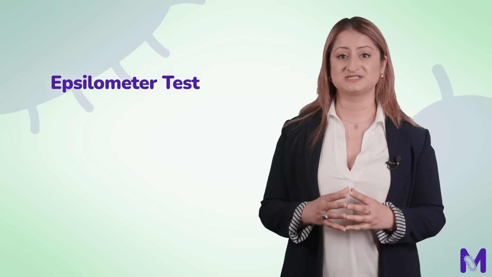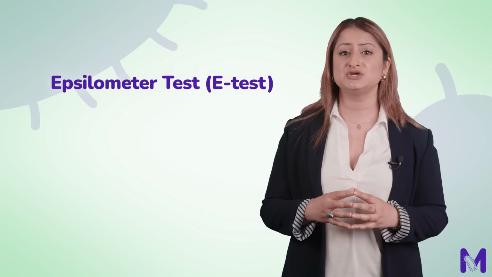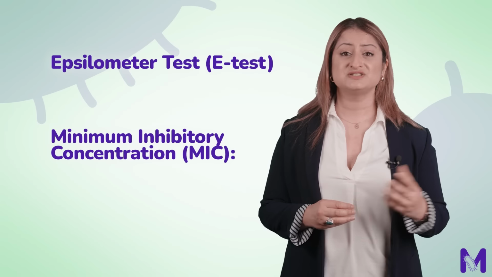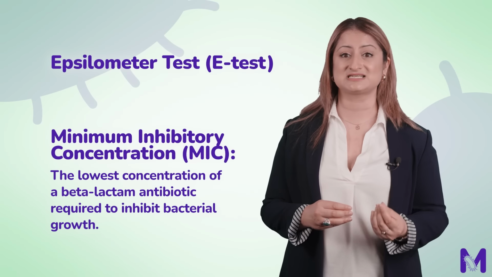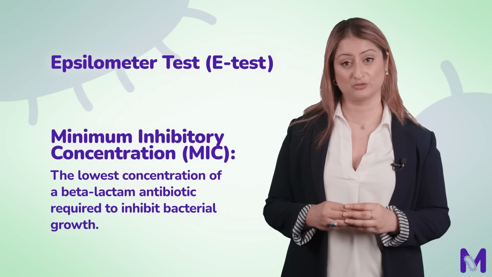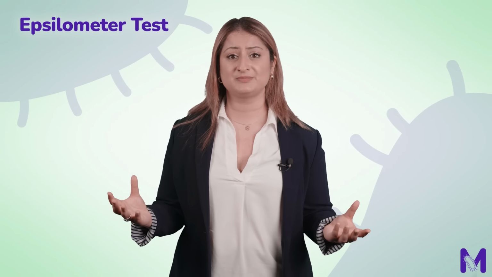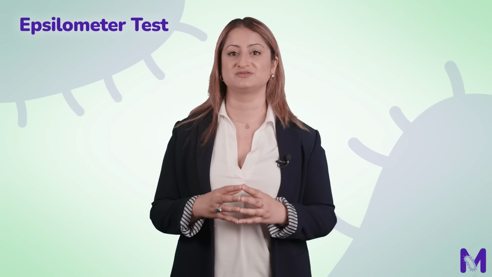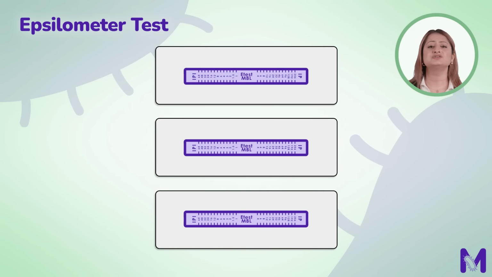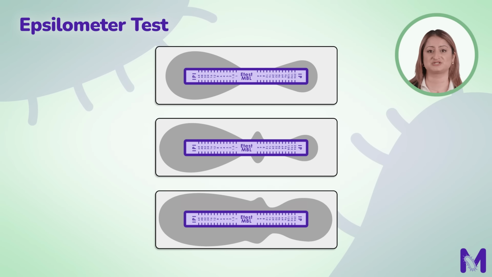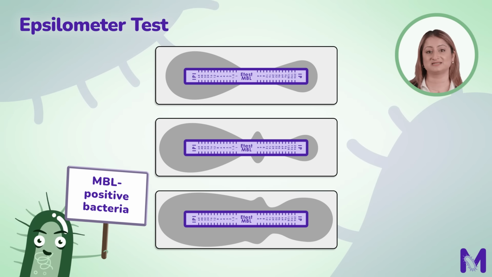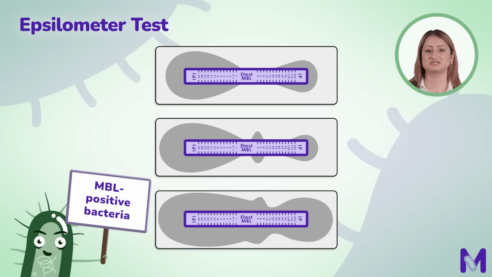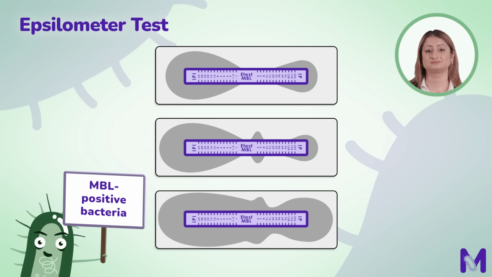The MBL epsilometer test, also known as the E-test, is used to determine the minimum inhibitory concentration, or MIC, which in this case is the lowest concentration of a beta-lactam antibiotic required to inhibit bacterial growth. A lack of growth inhibition or specific growth patterns can be used to determine what is causing the antibiotic resistance. On screen we can see the 3 bacterial growth inhibition patterns indicative of MBL-positive bacteria. However, all MBL-positive bacteria should be sent to a reference laboratory for genotypic testing.